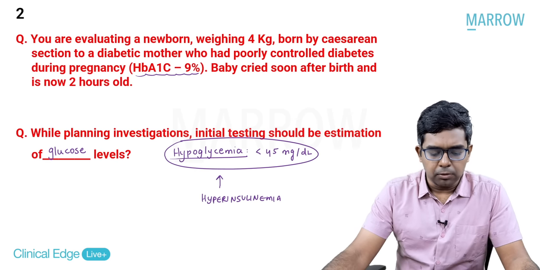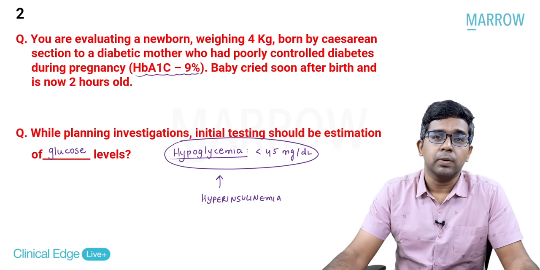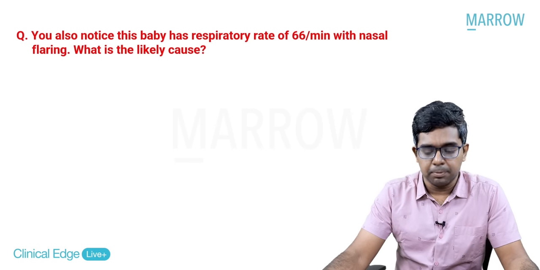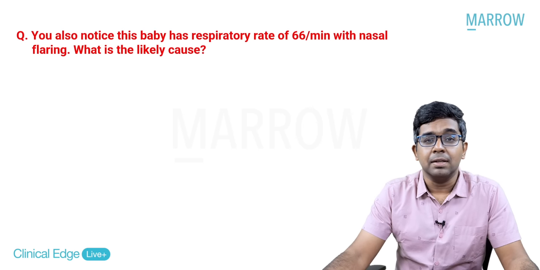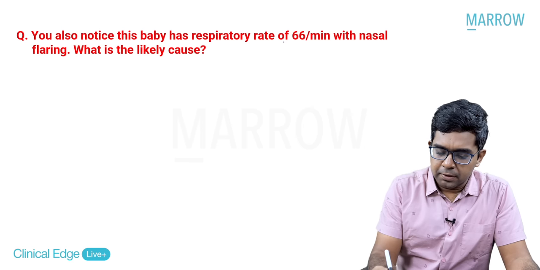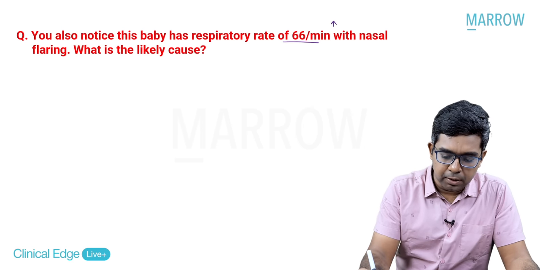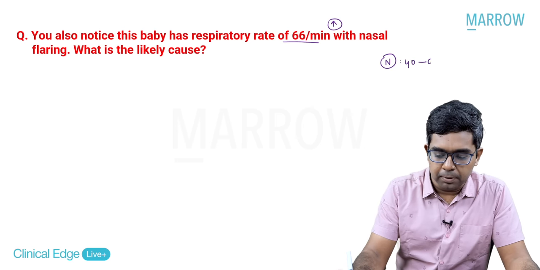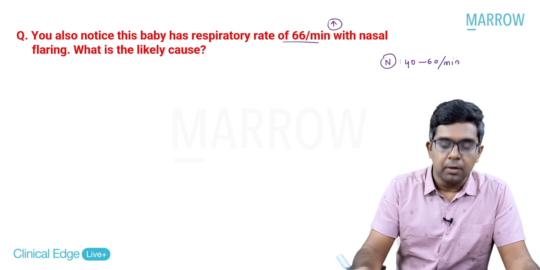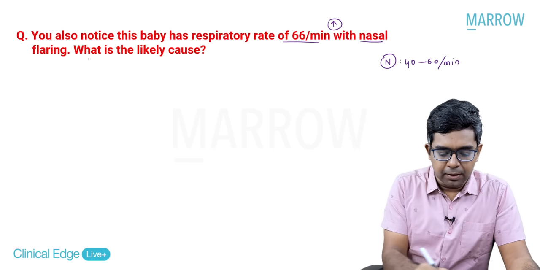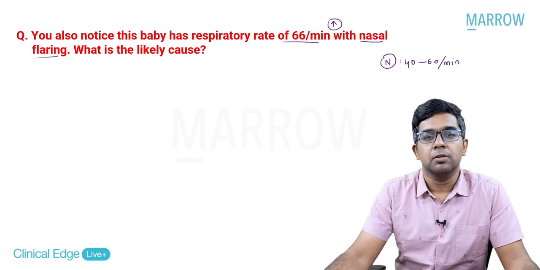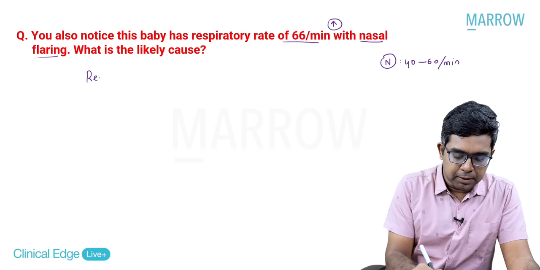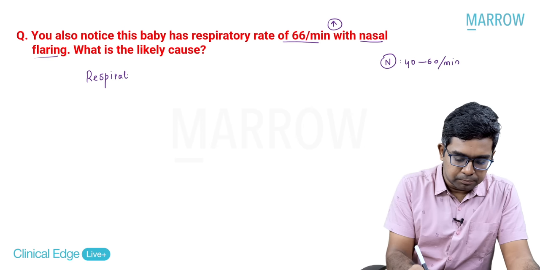Now, considering the same scenario, I have one more question also. You also notice that this baby has a respiratory rate of 66 per minute with nasal flaring. What is the likely cause? See, a respiratory rate of 66 per minute indicates fast breathing, right? It's an increased rate of breathing because the normal breathing rate in a newborn is 40 to 60 per minute. Also, this baby is having nasal flaring, which is usage of accessory muscles of respiration. Both these findings indicate that this baby is having respiratory distress after birth.